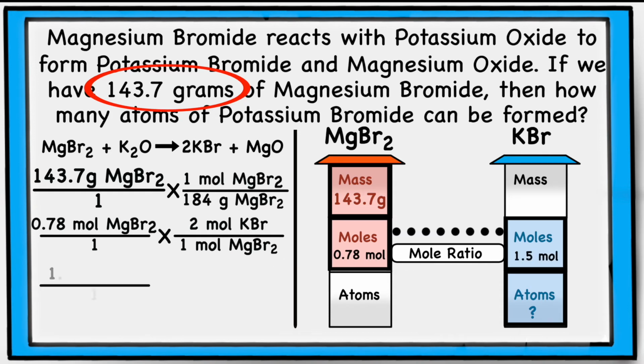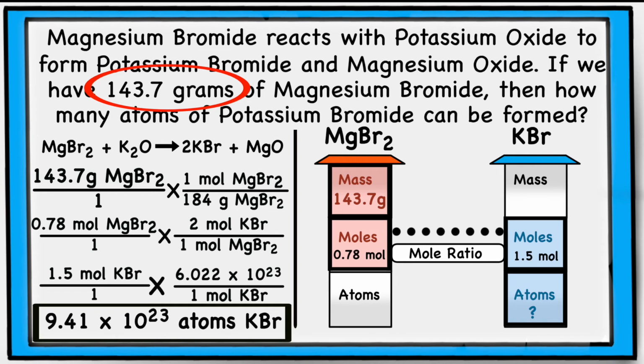In order to get this 1.5 moles of potassium bromide to atoms, we finally have to use Avogadro's number, or the relationship of 6.022 times 10 to the 23rd atoms of potassium bromide over 1 mole of potassium bromide. This gives me an answer of 9.41 times 10 to the 23rd atoms of potassium bromide formed. Okay, here's our third and final one.